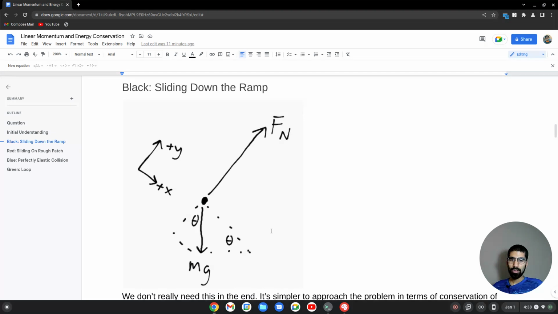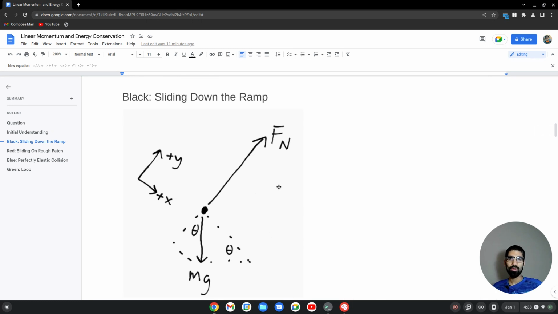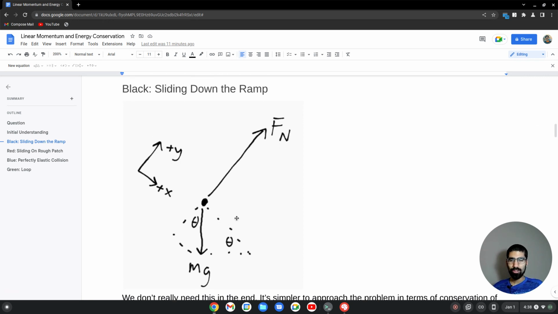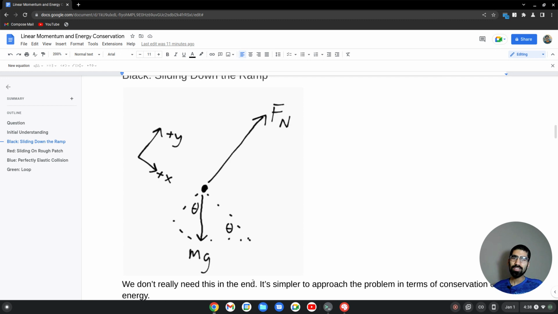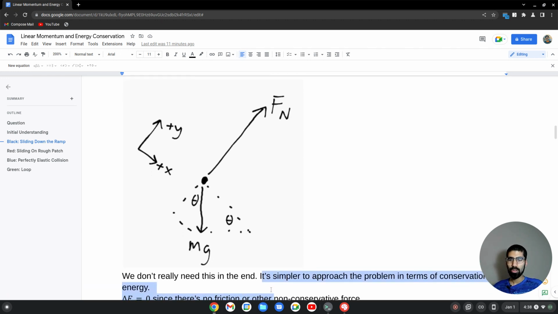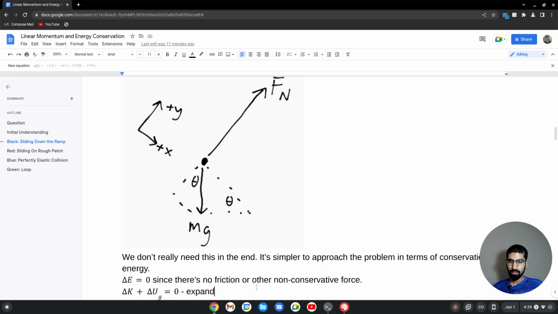First thing, in black, sliding down the ramp. This isn't the worst thing. We just draw a free body diagram. And in this case, we don't even end up needing this, because it's simple to just figure out what the final velocity is by using an energy conservation equation, because there's no friction on the ramp.